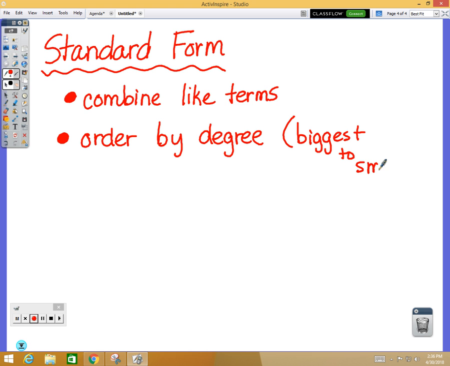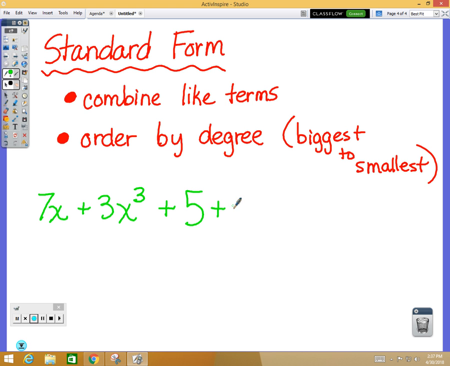So I really don't think you'll find this too difficult, we're going to practice a little bit here, because a lot of it is stuff that we've done before. We just haven't called it polynomials, and we haven't talked about degrees and that kind of stuff, okay? So let's write the polynomial 7x plus 3x cubed plus 5 plus x squared.